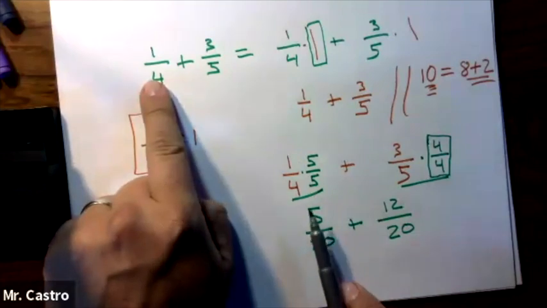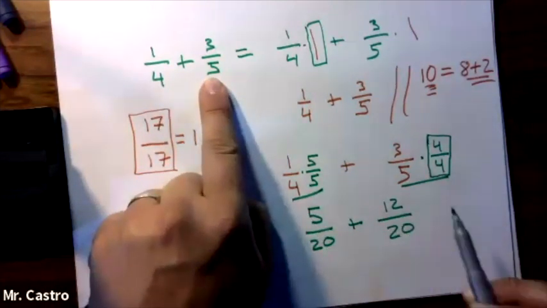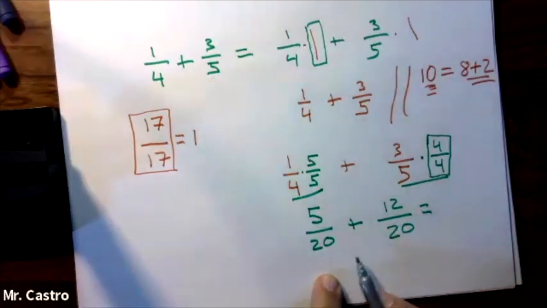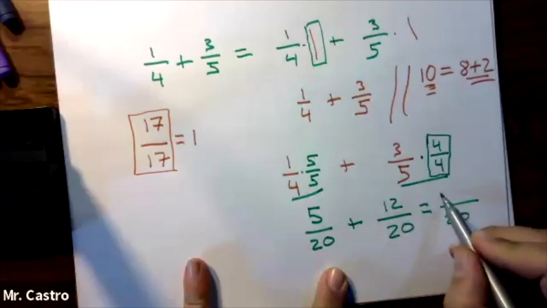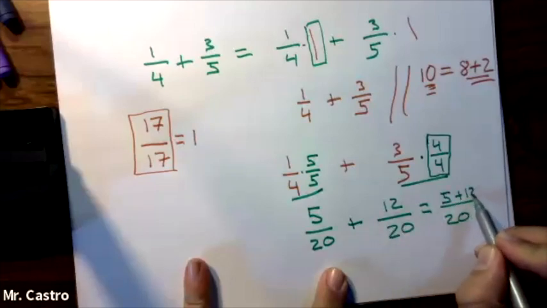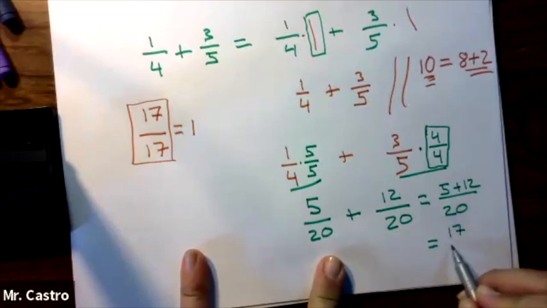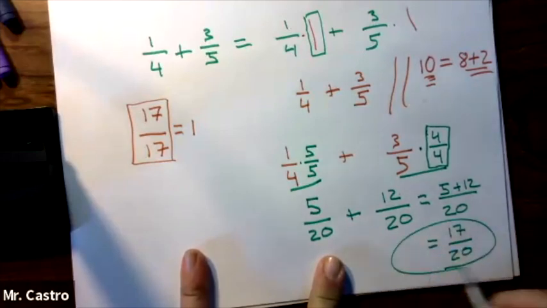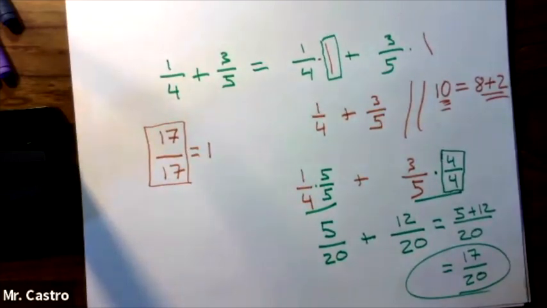This is still 1/4 plus 3/5. But since I'm now representing it with a common denominator, the top simply becomes 5 plus 12 because they share that common denominator. And that's where we get the answer 17 over 20. Okay. All right.